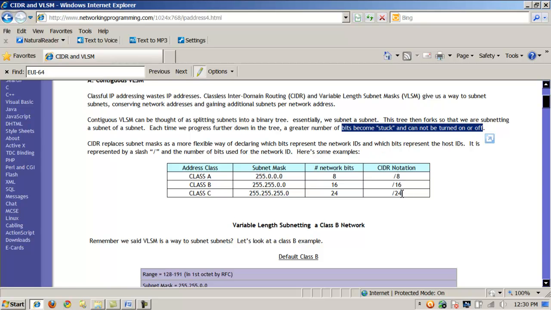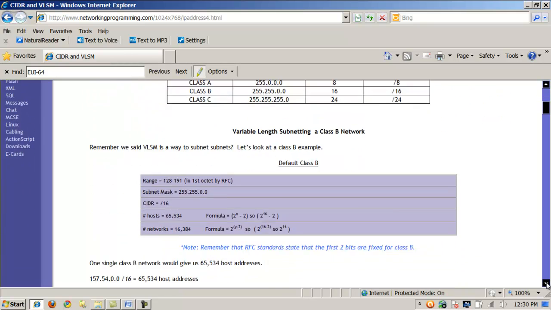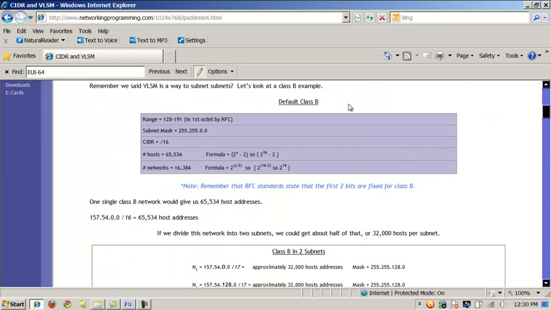So if we were to look at a table, the standard classful IP version 4 addresses, class A, class B, class C, would of course have the CIDR notation 8, 16, and 24 corresponding to the network bits used for those classes of addresses. Now let's look at a class B example here. We'll pick it apart.